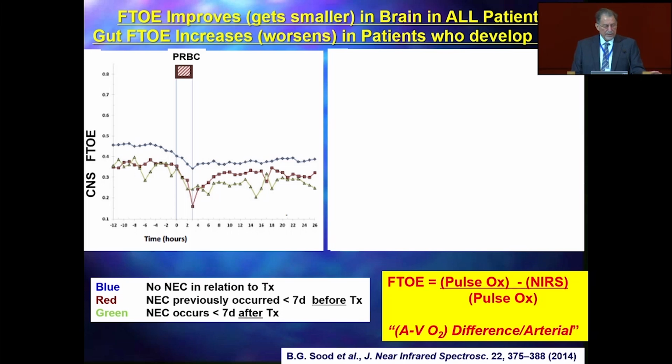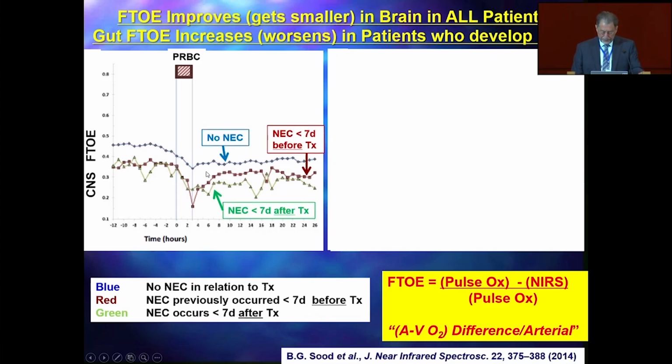Now, this was an article that had nothing to do with NEC per se, other than the way they were categorized, but Sood, what she did was look at NIRS in the brain and in patients that were transfused, and see from my pointer, okay, good.